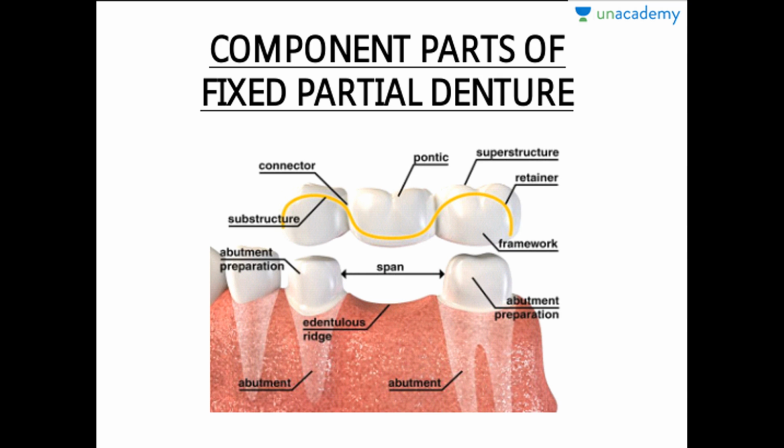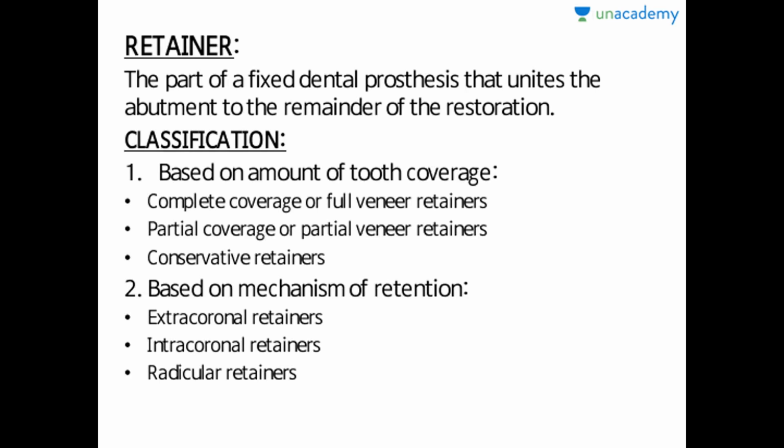Fixed partial denture, or as we call it a bridge, consists of a replacement of the missing tooth, taking the support of the two adjacent abutments. In this picture these are the two adjacent abutments and this is the missing tooth that is to be replaced. As specified, this is the pontic. These are the retainers that cover the abutment tooth, and the retainer to pontic attachment is the connector. So we are going to discuss them in detail.